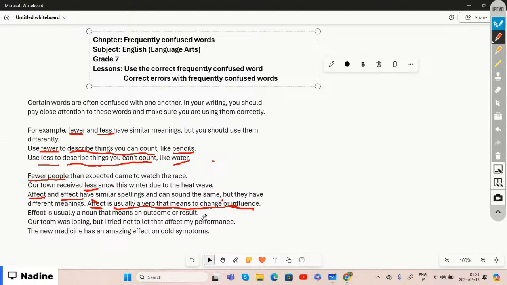All right. So when it comes to affect and effect, or let's say the frequently confused words, you're going to have to be mindful of the specific words that you use.